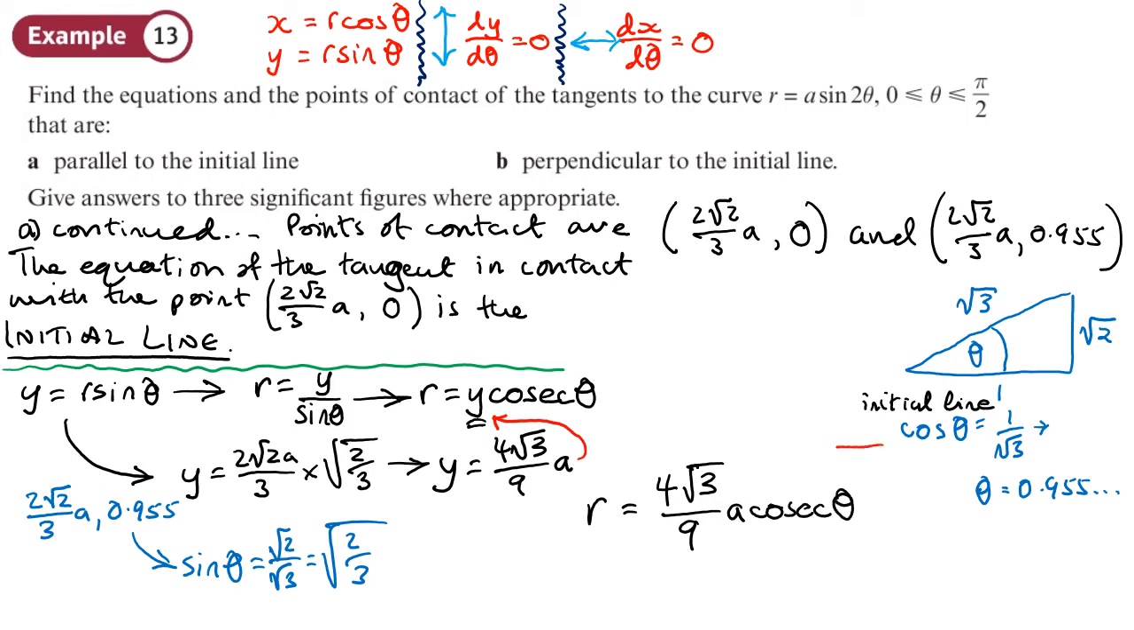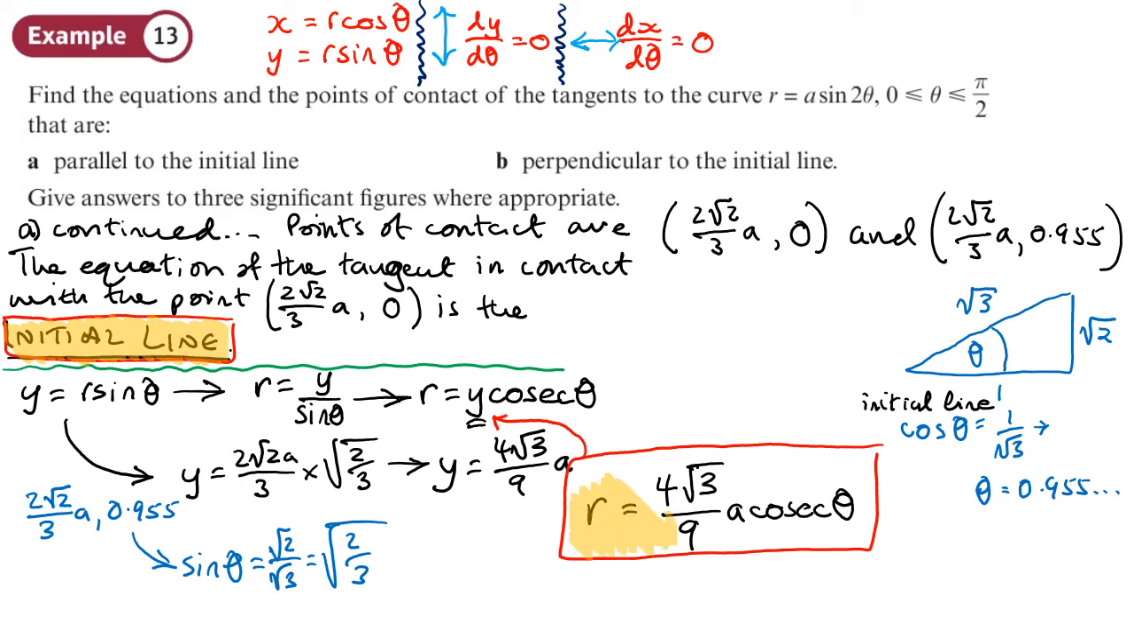So there we go, we've now got both of these equations from these points of contact. One was the initial line, because the value of theta was 0, and the other was this one. So now we're ready to move on to part B.